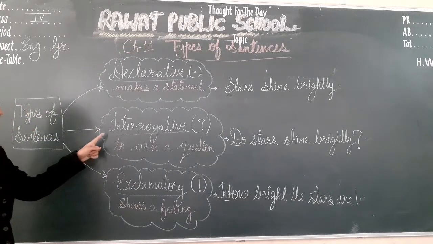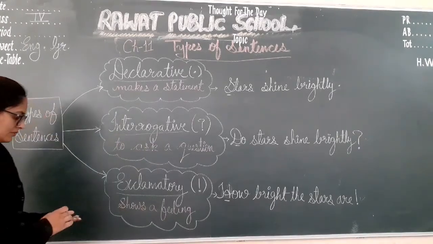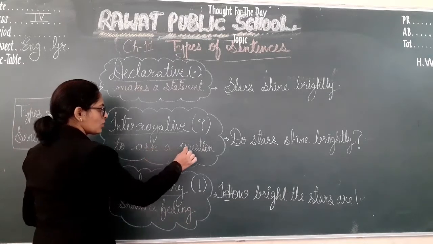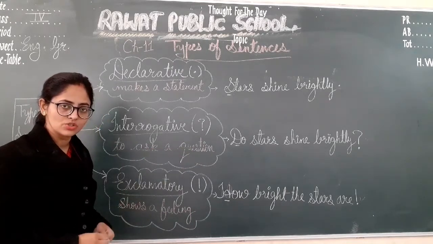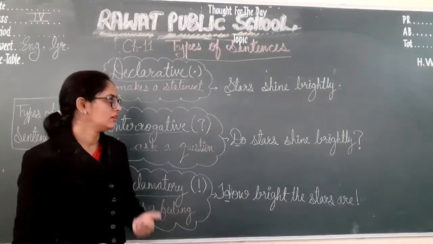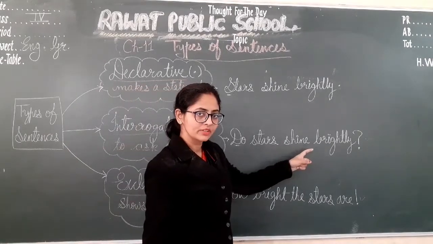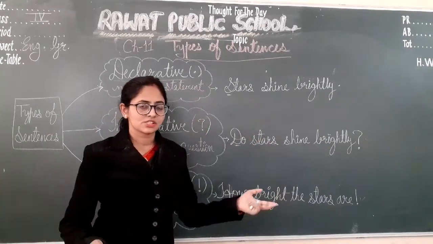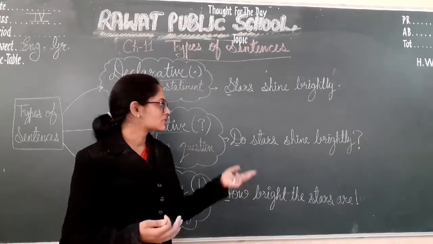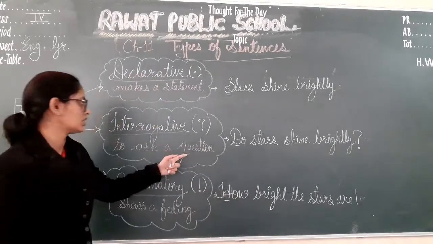Now we will see the second type. The second type is interrogative. Interrogative means to ask a question. Whenever we are asking something, जब हम किसी से कुछ पूछते हैं, for example, do stars shine brightly? It was simple: stars shine brightly. But the second sentence, क्या stars shine करते हैं, means you are asking a question.